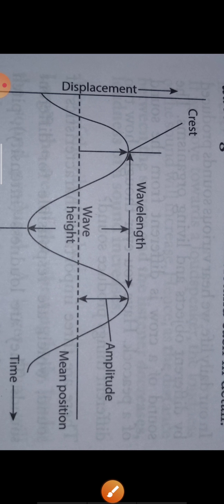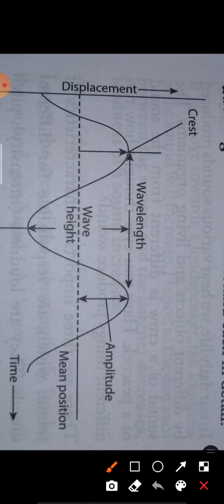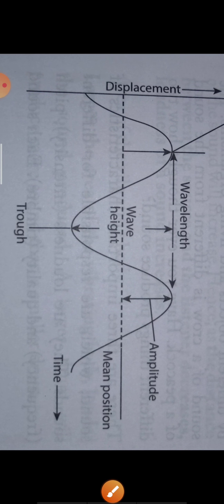You can clearly see that this is the highest point of a wave, and this is also a highest point of a wave. The highest or topmost point of any wave is called crest. And you can see this is the lowest point of this wave. The lowest point of any wave is called trough.